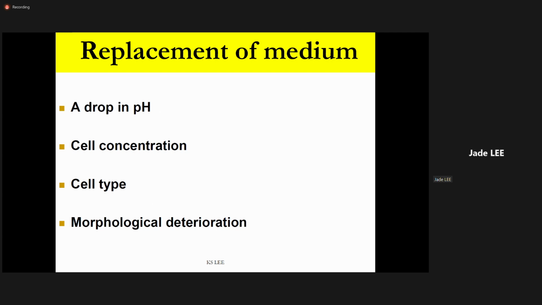And another one is morphological deterioration. You can look at the morphology. Some cells look fine, but when you look under the microscope, some show morphological change, maybe because of medium exhaustion or maybe because of stress. So if you see a morphological change or deterioration, you need to change your medium. So these are the 4 indicators for medium replacement.